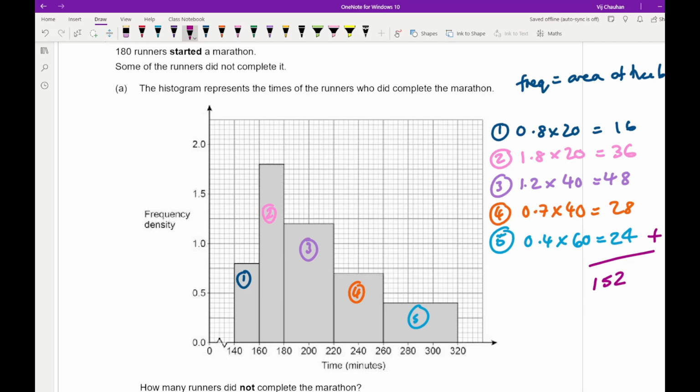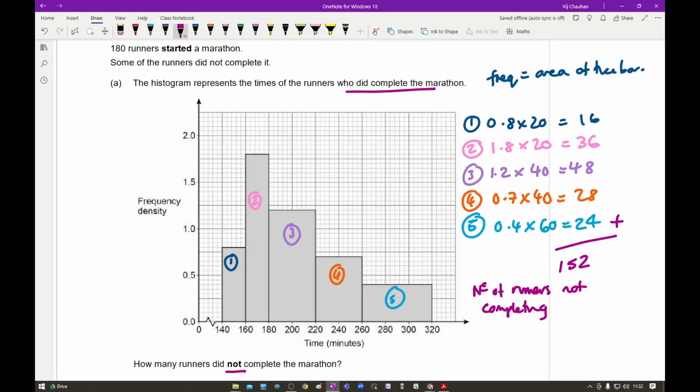Here the graph shows the runners who did complete the marathon. So the number of runners not completing is 180 minus 152, which gives me an answer of 28.